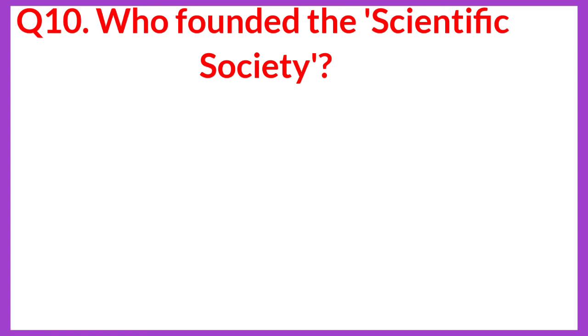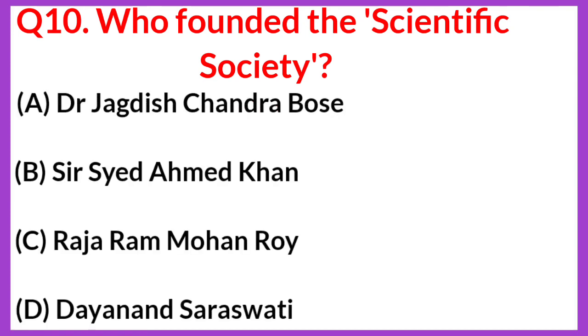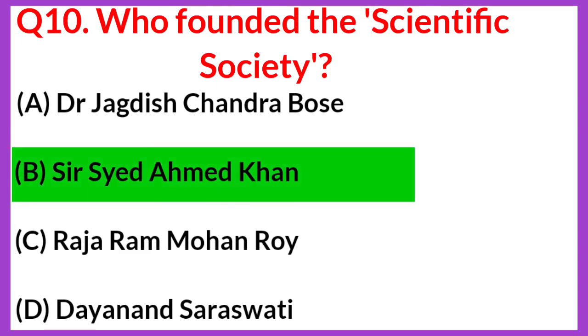Question number 10. Who founded the Scientific Society? Your options are as follows. A. Dr. Jagdish Chandra Bose. B. Sir Syed Ahmad Khan. C. Raja Ram Mohan Roy. D. Dayanand Saraswati. And the right answer is option B. Sir Syed Ahmad Khan.